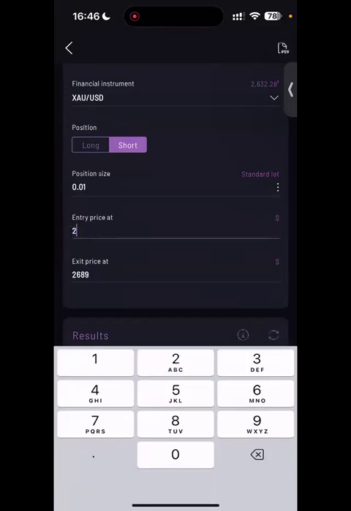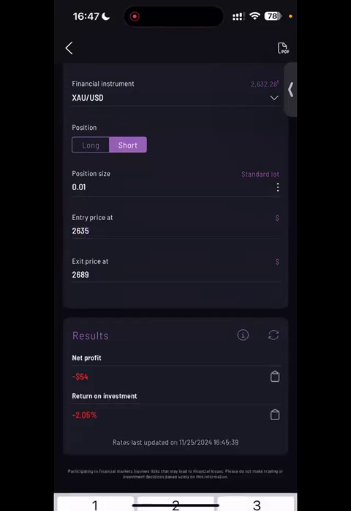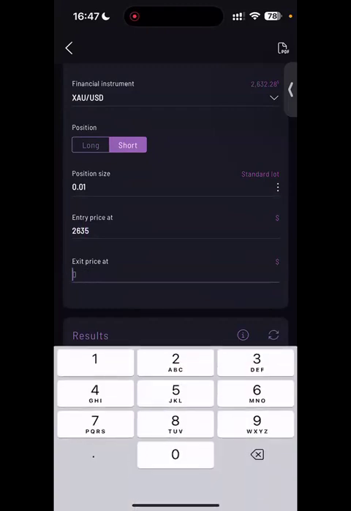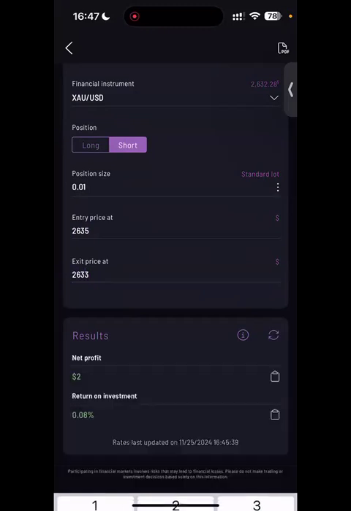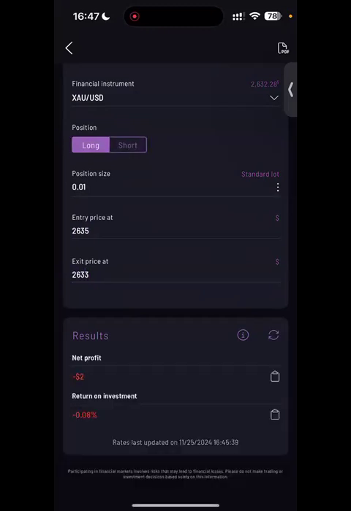And there was a trade given on XAUSD. This was the entry price. This was the exit price. This was the SL. 2633 is the SL. And they said we should buy. And you can see that it is only costing you $2 here.